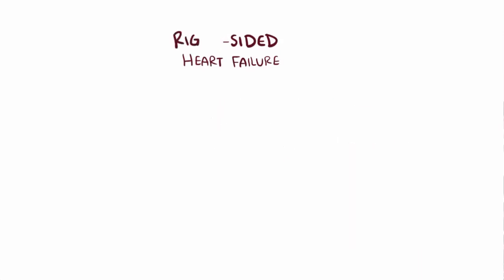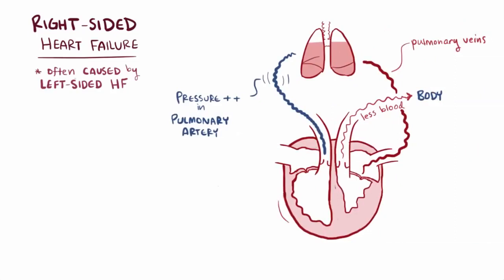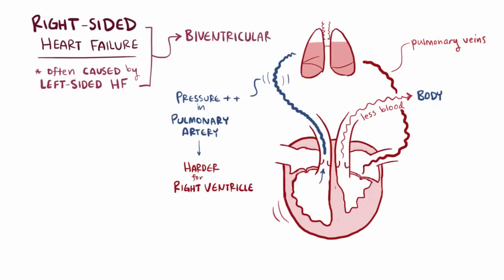Now let's switch gears and think about right-sided heart failure, which is actually often caused by left-sided heart failure. Okay, remember how fluid buildup increased the pressure in the pulmonary artery? Well, this increased pulmonary blood pressure makes it harder for the right side to pump blood into. In this case, the heart failure would be biventricular, since both ventricles are affected.